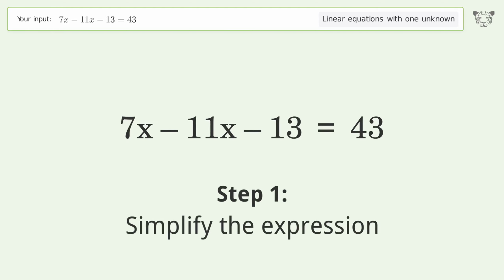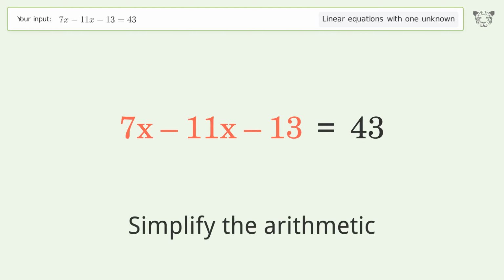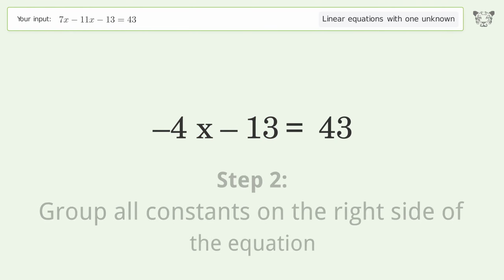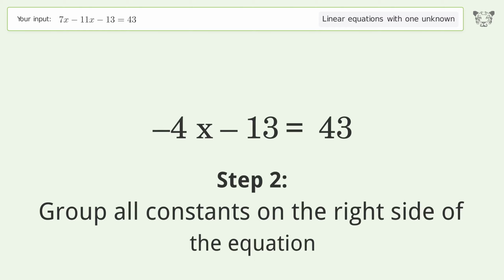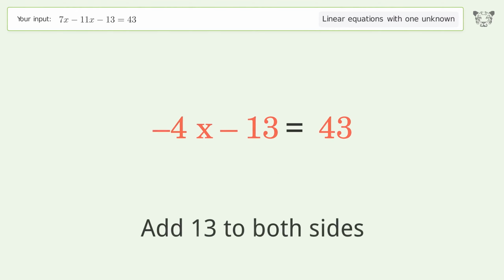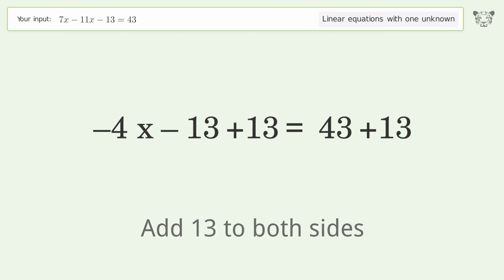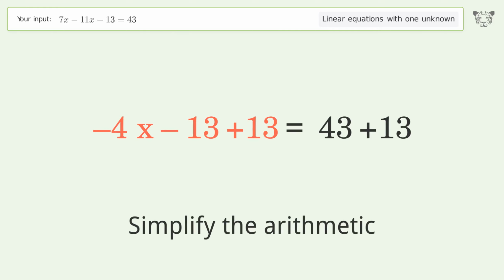Simplify the expression. Simplify the arithmetic. Group all constants on the right side of the equation. Add 13 to both sides. Simplify the arithmetic.